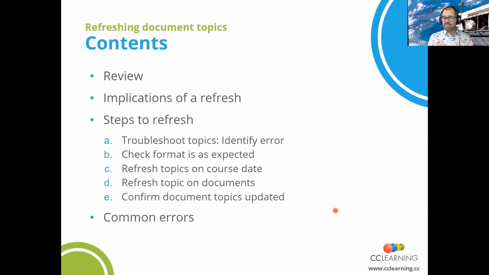We're going to talk about the steps taken to refresh. This is about when you realize something isn't quite right, for some reason the wrong units are on there, or the units are on there but they've got data that's incorrect and they've ended up not being what we would expect. Usually it flows through nicely, but every now and then something happens and you go, what's happened here? So we're going to troubleshoot the topics, identifying what the errors might be. We're going to look at the format, check that that's as you expect. We're going to refresh the topics on the course date. We're going to refresh the topics on the documents, and we're going to confirm that document topics are updated. Those are the steps that we go through.